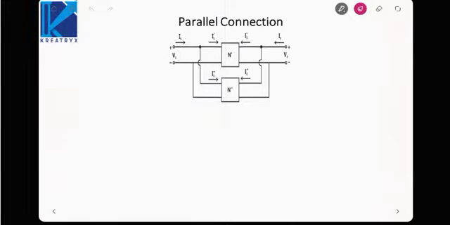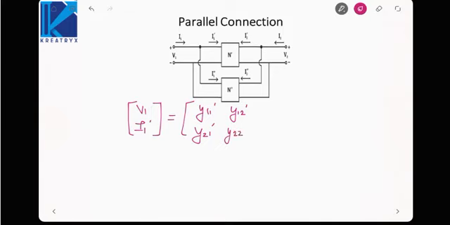The next type of connection is the parallel connection. In this, the current in both the networks is not identical, but their voltages are identical. So we have to use parameters which have voltage as the independent variable. So in this case, we will use the Y parameters. So for the first network, what can I write? I1 dash, I2 dash. Why I1 dash? Because current is not the same. It will be equal to Y11 dash, Y12 dash, Y21 dash, Y22 dash.